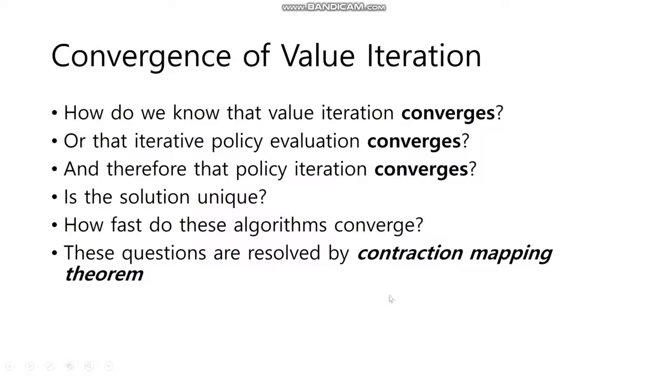Now let me give some explanations on the convergence of value iteration. Many technical questions can be asked. How do we know that value iteration converges, or that iterative policy evaluation converges, and therefore policy iteration converges? Is the solution unique? How fast do these algorithms converge? These questions can be resolved by the contraction mapping theorem.